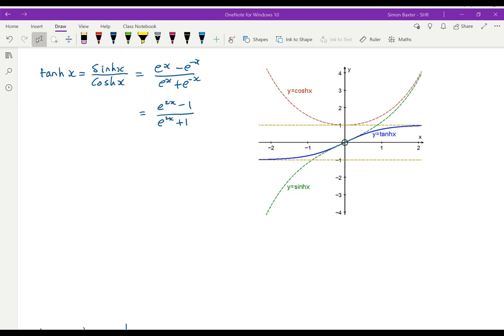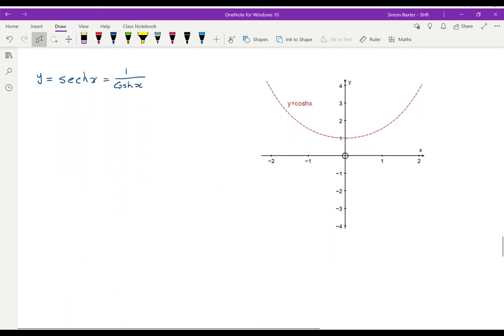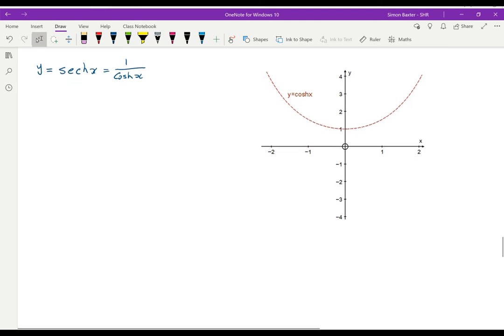We can take this idea further. In ordinary trigonometry, we have sec. With our hyperbolic functions, we can now think of sech x. Sech x is 1 over cosh x. So what's the graph of sech x going to look like? Again, just pause the video for a moment and draw the graph for yourself. Y equals sech x. So pause the video.